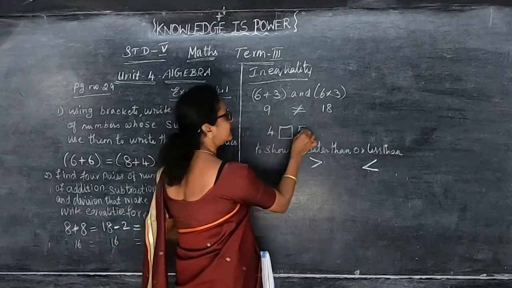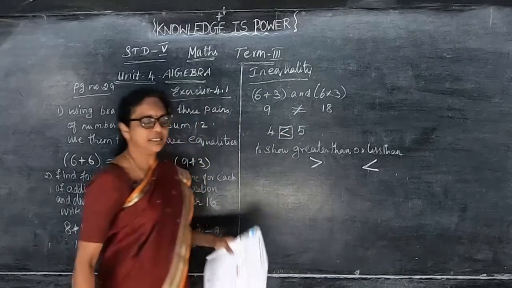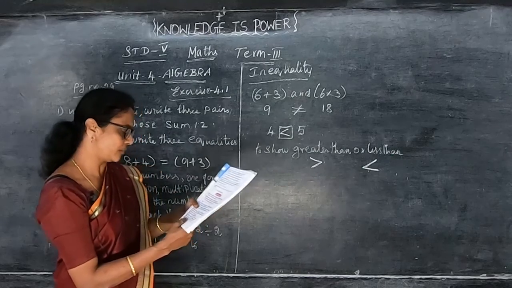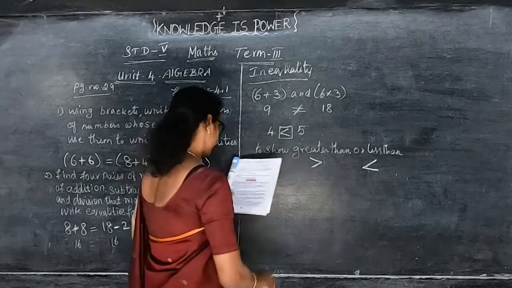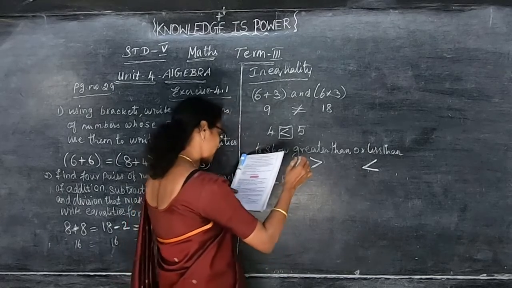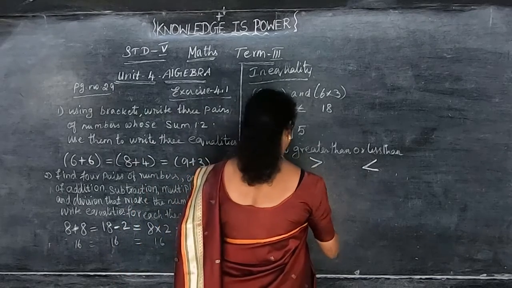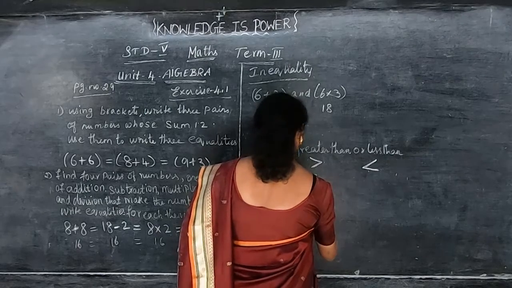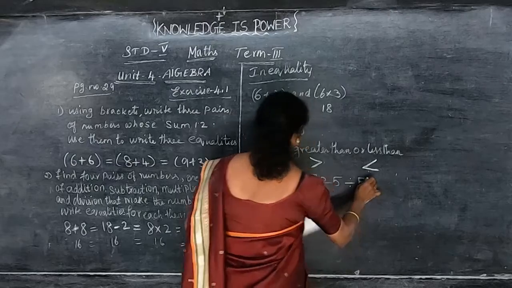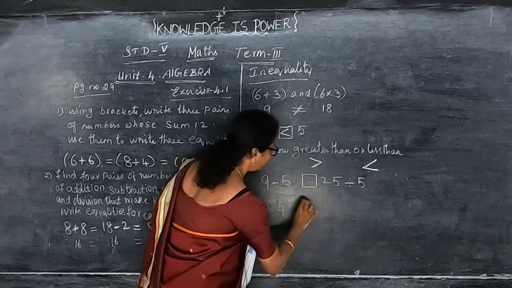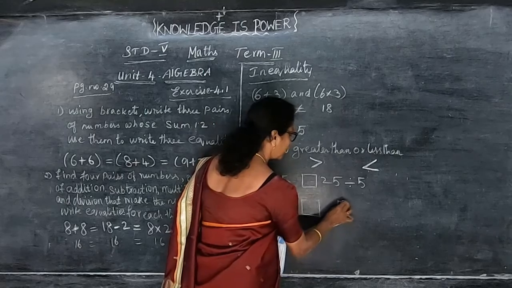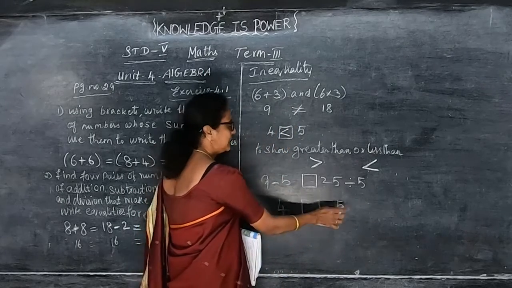So 4 is less than 5. So put the symbol like this. Can you understand children? 4 is less than 5. So we can put the symbol like this. Suppose if they are given the number 9 minus 5 box 25 divided by 5. So how to put the symbol? 9 minus 5 is 4 and 25 divided by 5 is 5, 5 5s are 25. So 5 is the answer. So 4 is less than 5.